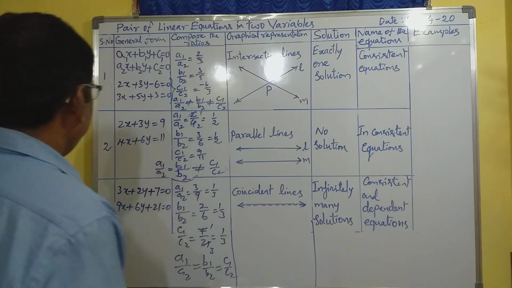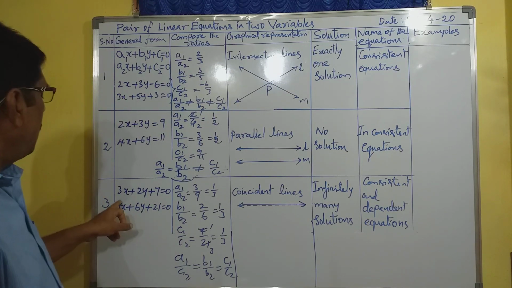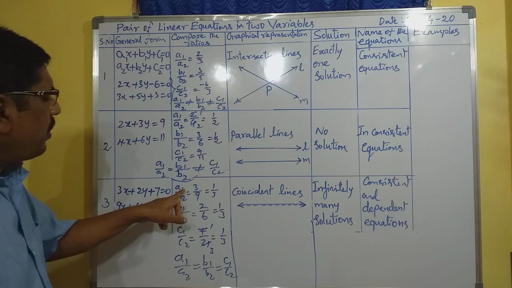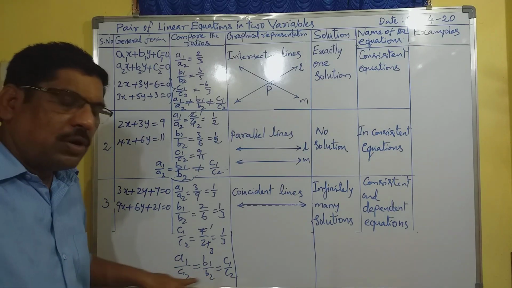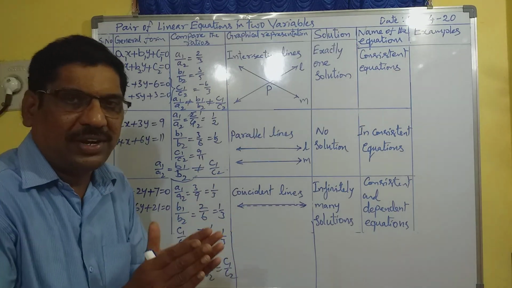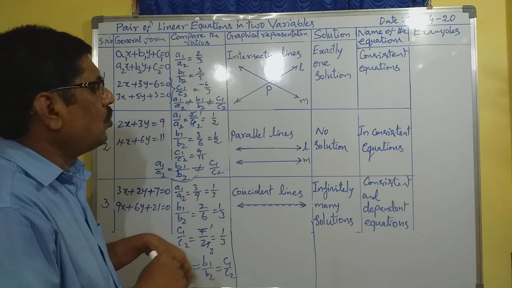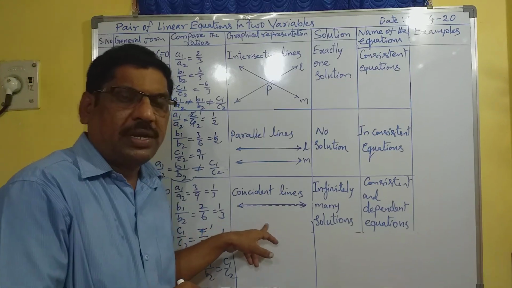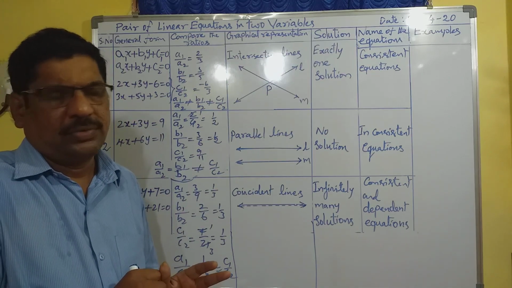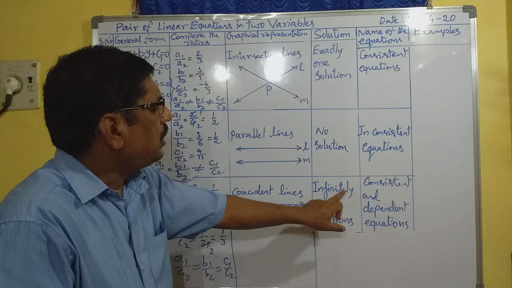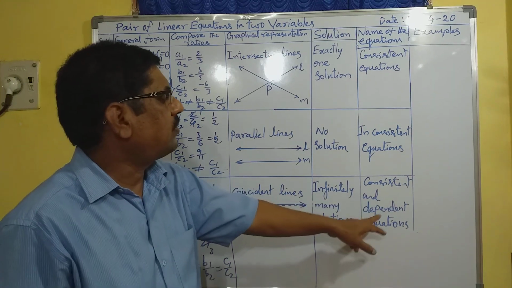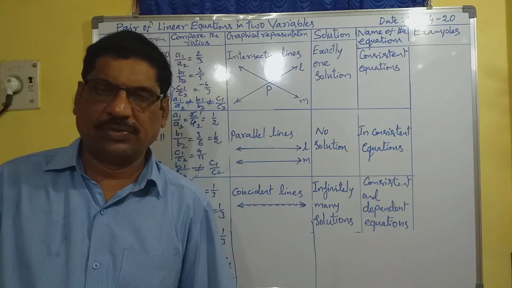And now look at the third case. Here I have taken one example: 3x plus 2y plus 7 is equal to 0, 9x plus 6y plus 21 is equal to 0. In this we get a1 by a2, b1 by b2, c1 by c2 all equal to each other. Okay. In this type of pair of linear equations we get coincident lines. So in this situation we get infinitely many solutions. Why? Because those two lines meet at every point. This type of equations we call consistent and dependent equations. Understand?